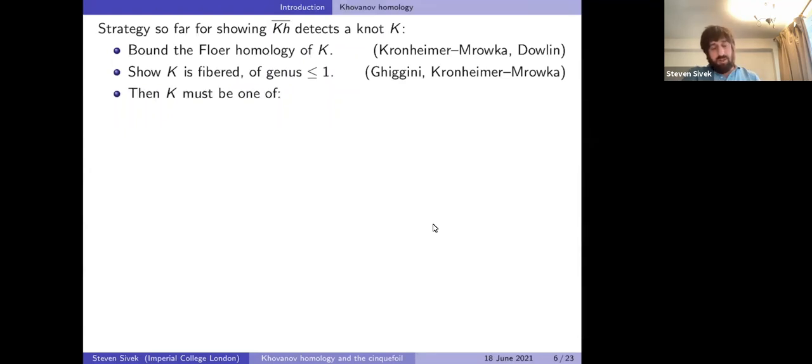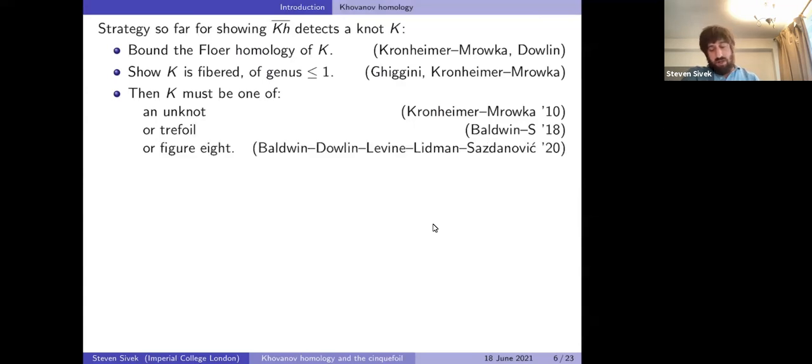And once you know this, you're essentially done because there aren't that many fibered knots of genus at most one. K has to be either the unknot. So Kronheimer and Mrowka proved that Khovanov homology does distinguish the unknot from everything else. Or it could be a trefoil. So Baldwin and I a few years ago used the strategy to prove that it distinguishes the trefoils from everything else. Or it could be the figure 8. And once Dowlin's spectral sequence came out, this was proved relatively quickly by Baldwin, Dowlin, Levine, Lidman, and Sazdanovic.